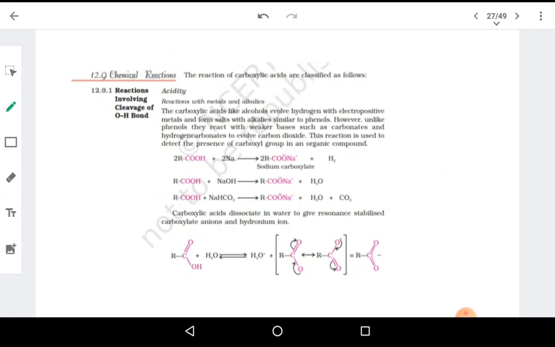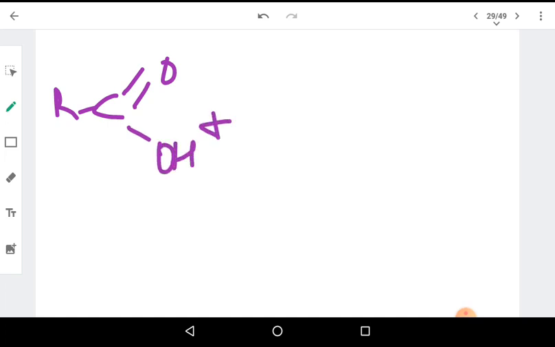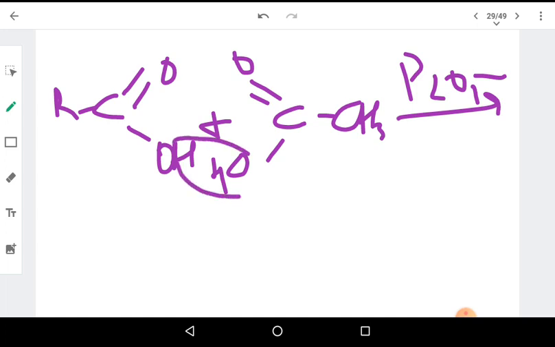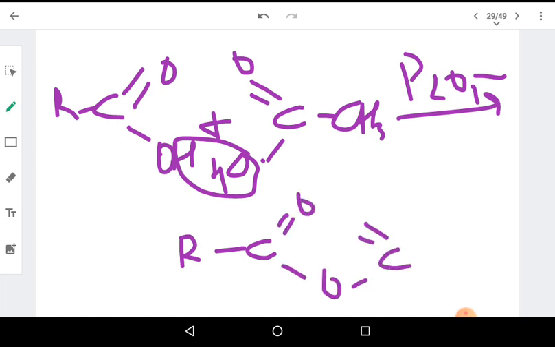If we have two molecules, I'll take it over here, acidity we will do in the end. If I have two carboxylic acids like this, I have to treat it with P2O5. What is happening is that I have to remove a water molecule. Whatever is left, I will just join that. I will be getting an anhydride over there. So this reagent is important. Let us now talk about the next reaction.